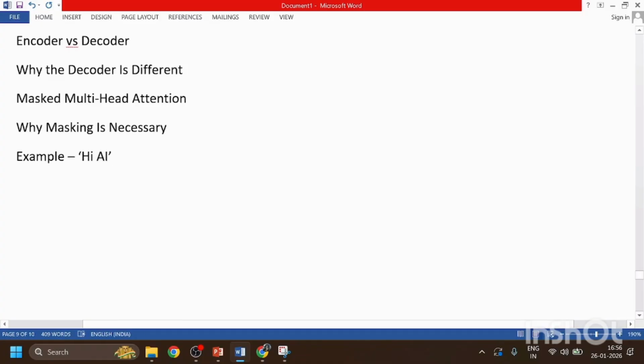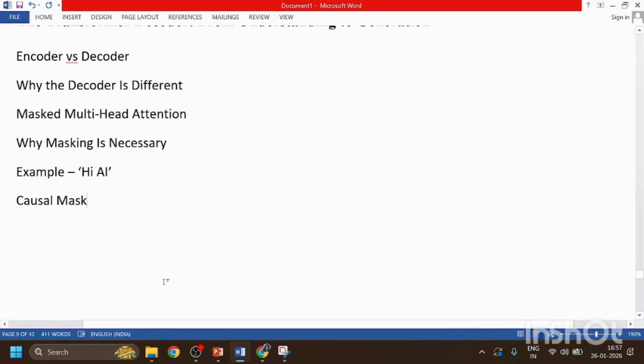I'm going to explain again with this example. At step 1, the model only sees "Hi" and predicts the next word. At step 2, it sees "Hi AI", but nothing beyond that. The mask enforces this behavior. Internally this is done using the causal mask, which blocks attention to the future positions. You don't need to remember the matrix, just remember the rule: no peeking into the future.